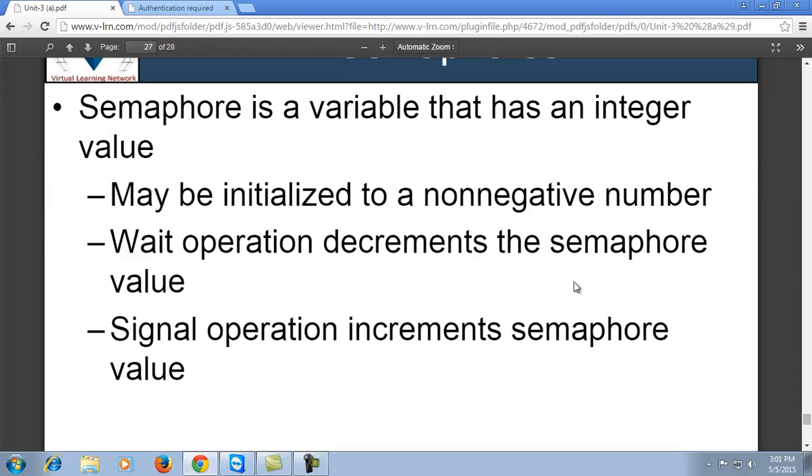A semaphore is a variable that has an integer value, and may be initialized to a non-negative number. The wait operation decrements the semaphore value and the signal operation increments the semaphore value. The semaphore value is incremented as the number of signals increases and the number of processes executed and completed increases. The wait operation decrements the semaphore value.